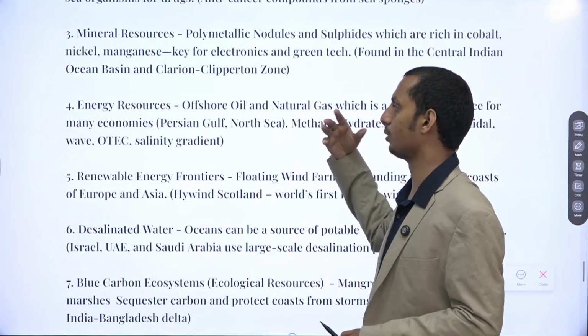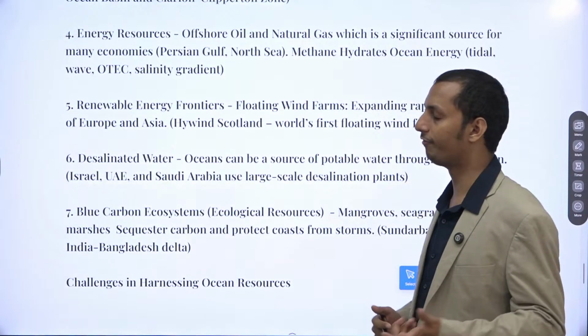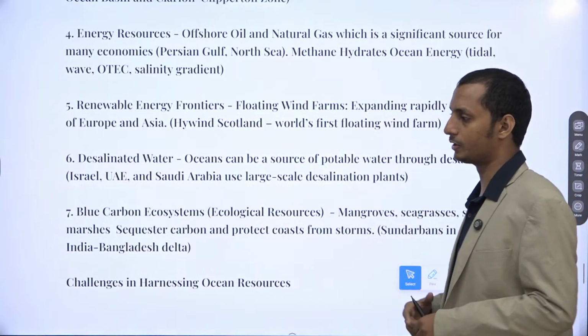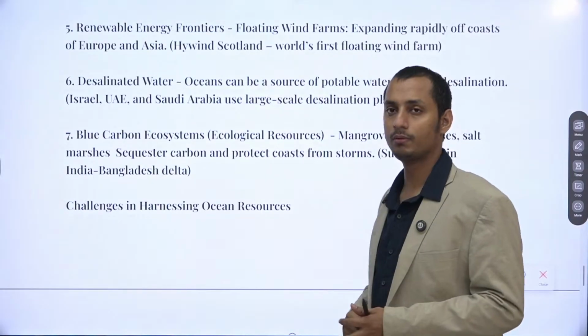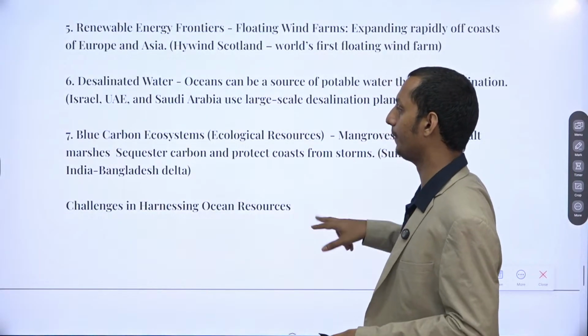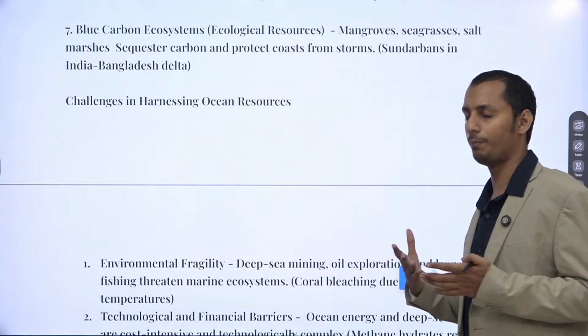Energy resources such as offshore oil and natural gas. Renewable resources such as floating wind farms. Tidal energy, wind energy, desalinated water, especially in case of Israel, UAE, Saudi Arabia. Blue carbon ecosystems. Now you can mention at least 6 to 7 points regarding the same.